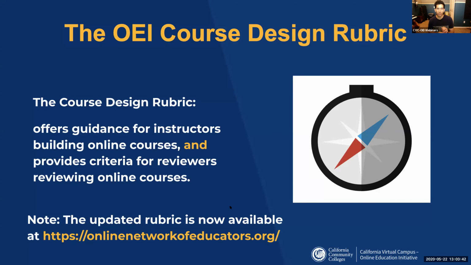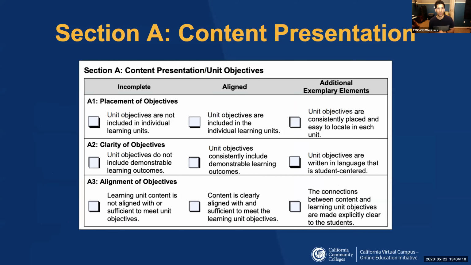Also, please note the updated rubric. By updates, we mean we have recently improved the language, with some minor adjustments that will help to clarify what each of the elements in the different sections refers to with course design. You can find that on our website, onlinenetworkofeducators.org. We will have links to that rubric, so you can access it and download it as needed. It's in the chat. Thank you.